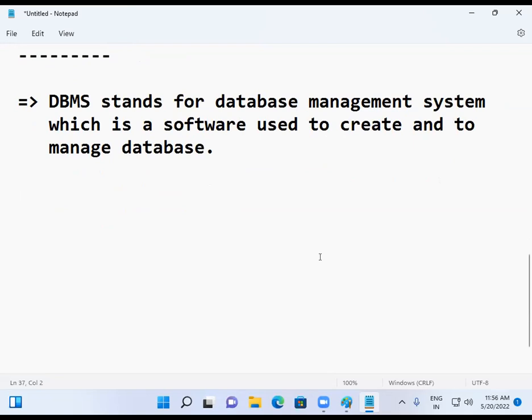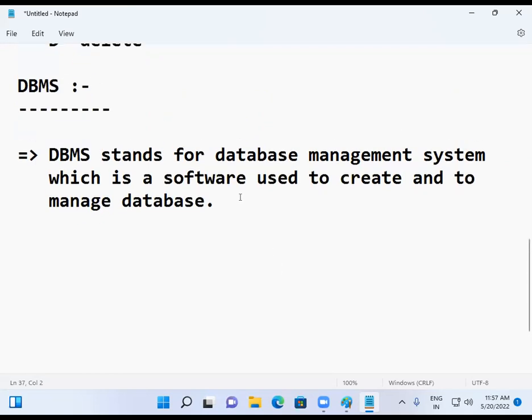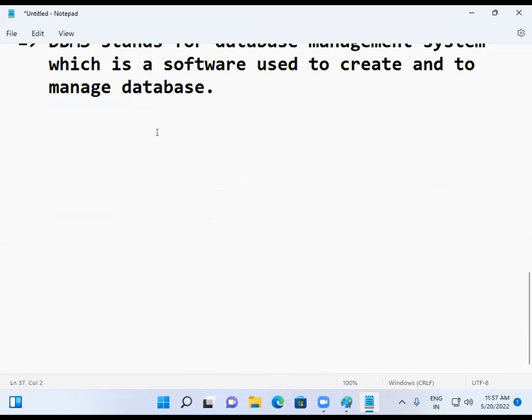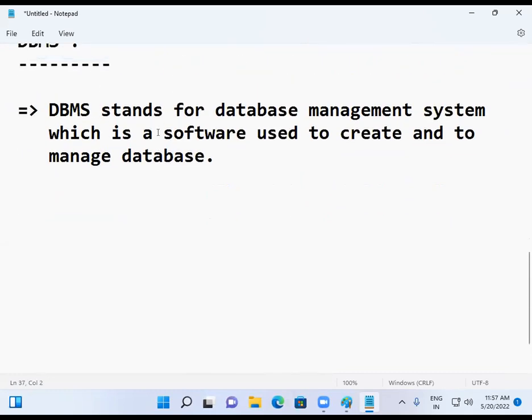Now, you want to develop a website in your laptop, first you have to install some software or not? Yes. Similarly, to create the database also, first you need to install some software. What are those softwares called? DBMS software.